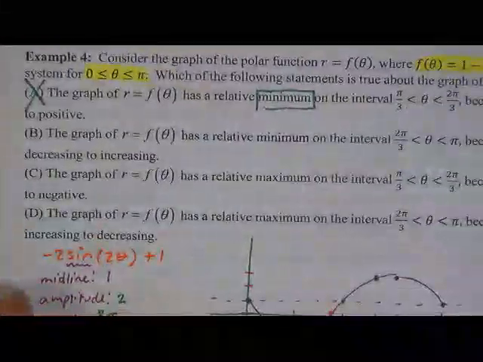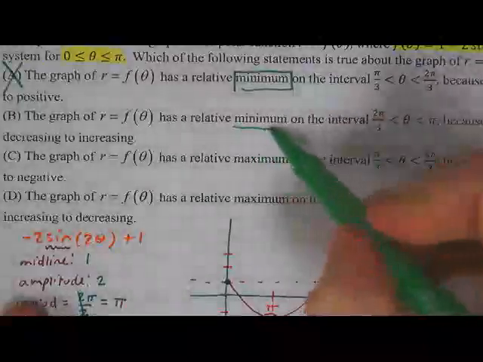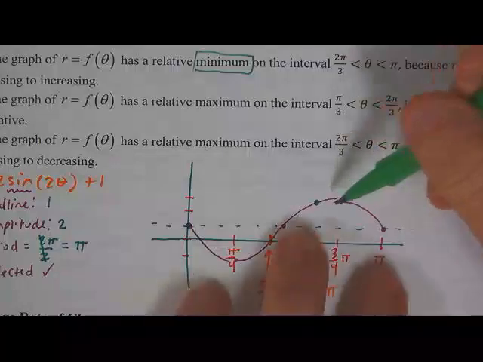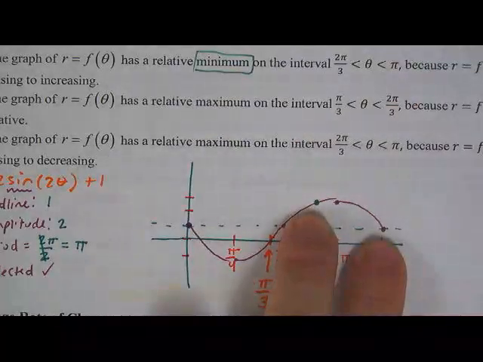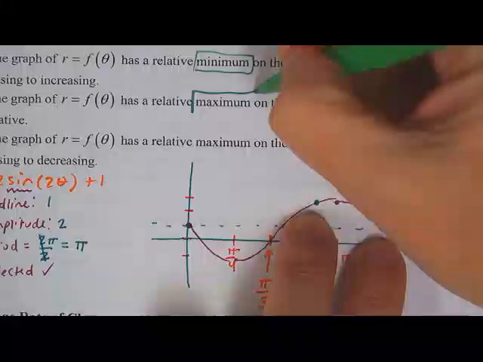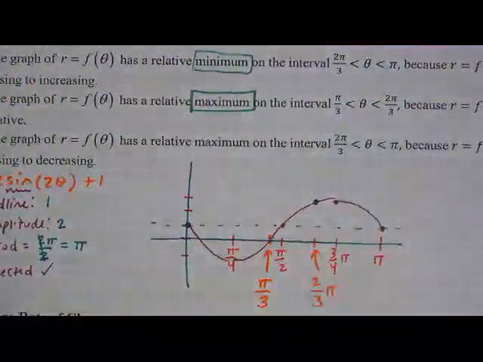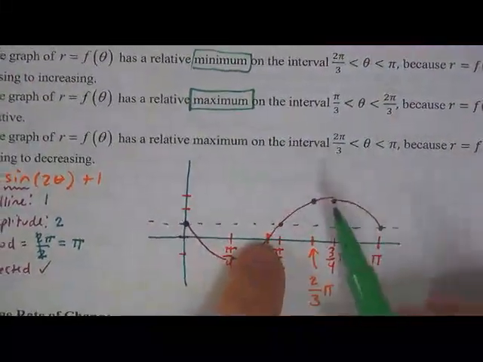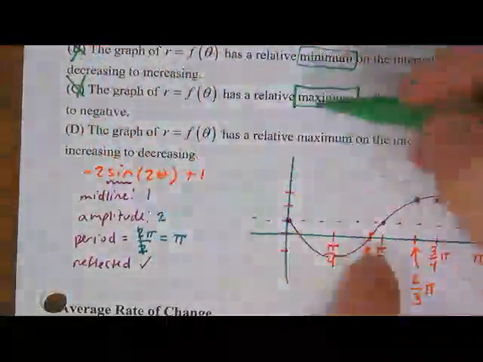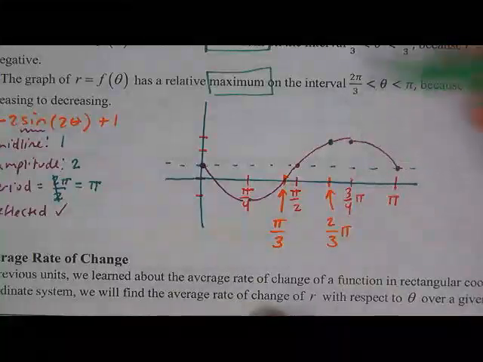B, the graph has a minimum from 2 pi over 3 to pi. Is there a minimum there? Nope. C, the graph has a maximum from pi over 3 to 2 pi over 3. Maximum? No. D, the graph has a maximum from 2 pi over 3 to pi.